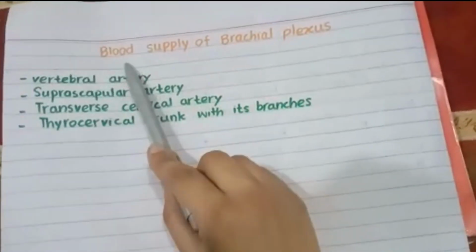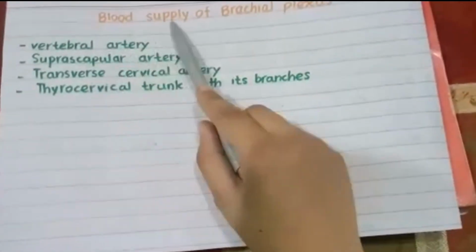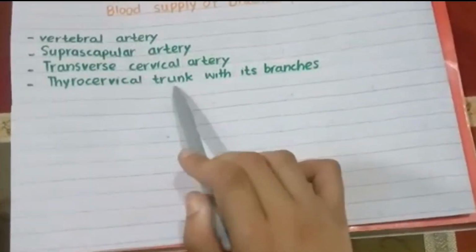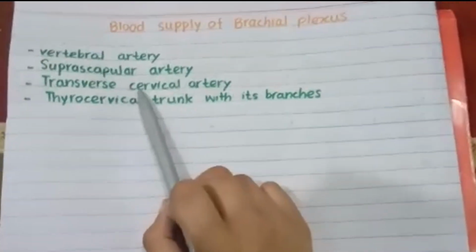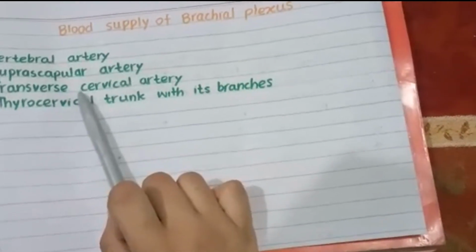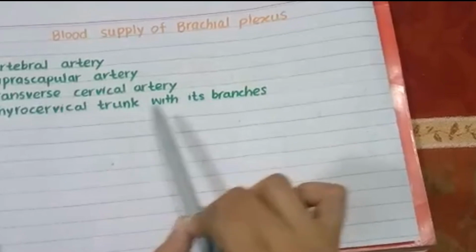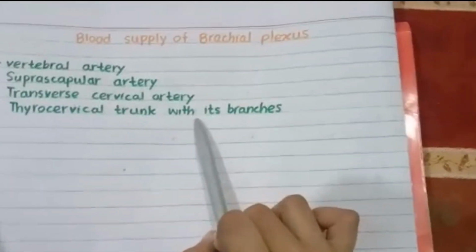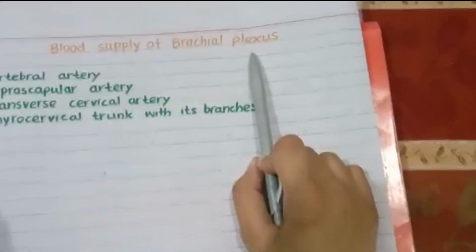Now understand the blood supply of brachial plexus. Brachial plexus are the nerves and the blood supply. The 4 major arteries supply the blood to these nerves. One is the vertebral artery. Second one is suprascapular artery. Number 3 is transverse cervical artery, and number 4 is thyrocervical trunk with its branches. So these are the 4 major arteries which supply blood to brachial plexus.